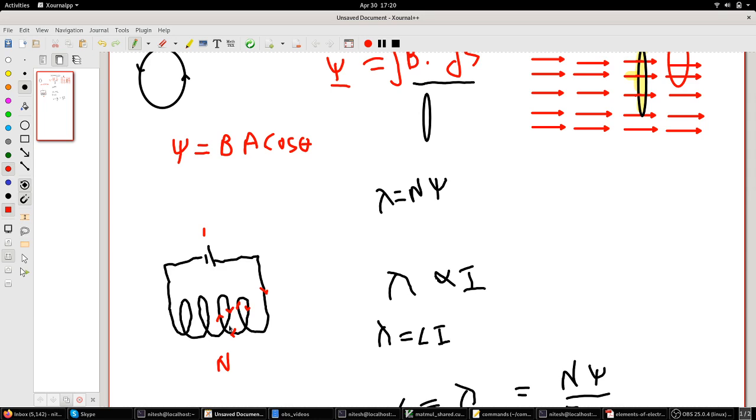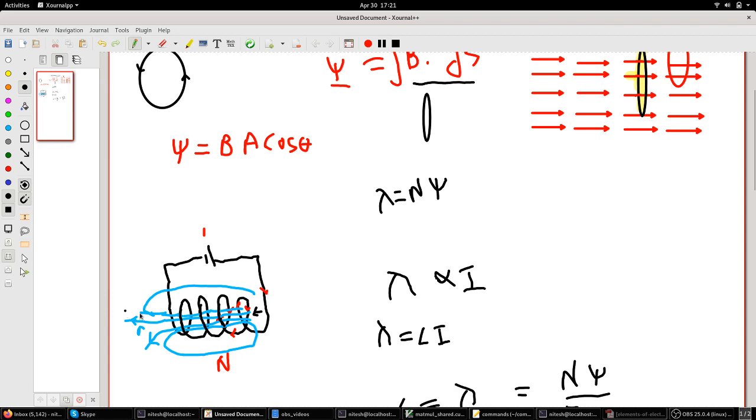So if I check that, my flux lines will be something like this. They will be going through this one, something like this. So this side will be your north pole, this side will be your south pole. That's how they will look. So my flux lines will be looking something like this. They will be coming from this direction and going upwards.